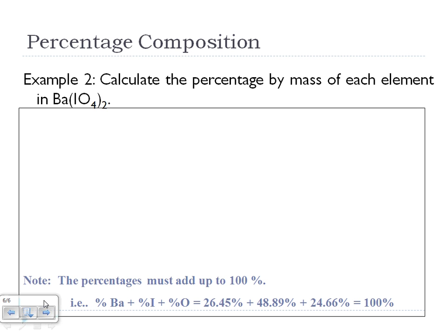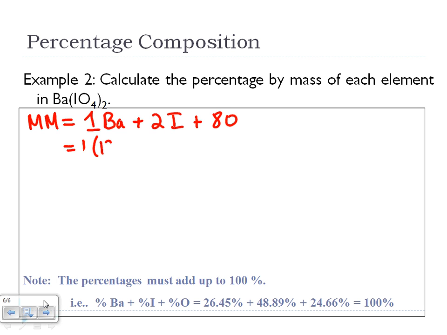Calculate the percentage by mass of each element in barium periodate. So again, remember the first thing you do, the answers are there at the bottom. The first thing you do is calculate the molar mass of barium periodate. So in one molecule, I have 1 barium, I have 2 iodines, and I have 8 oxygens.